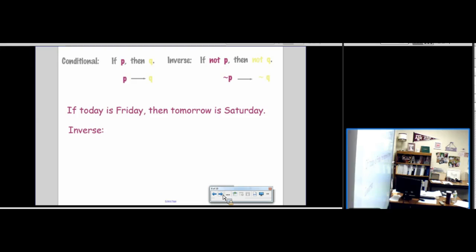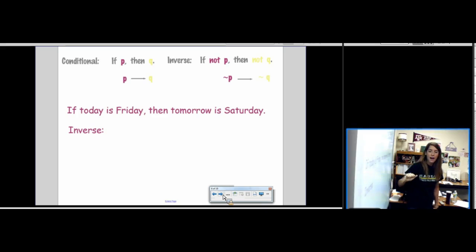Read me the sentence you wrote, the inverse. What's the inverse? Trinity, what's the inverse? Yeah, very good. If today is not Friday, then tomorrow is not Saturday. That's the inverse. You put a not in the hypothesis and you put a not in the conclusion.